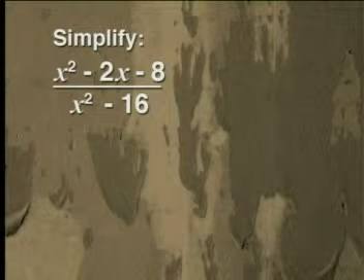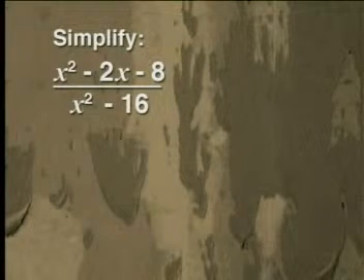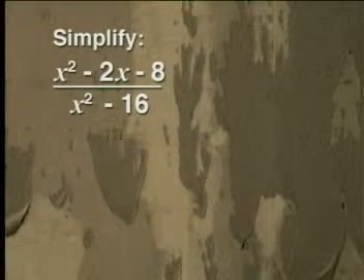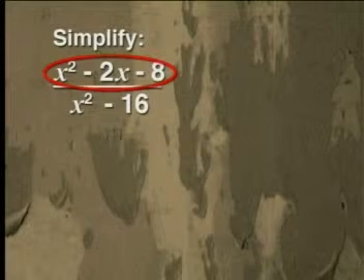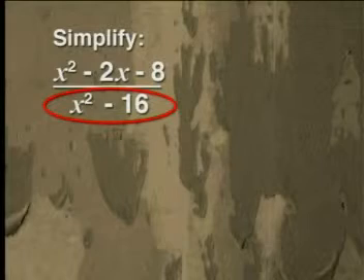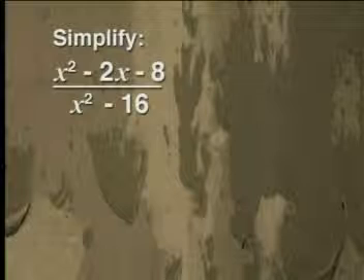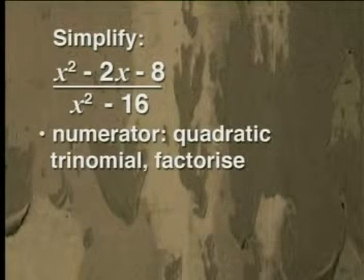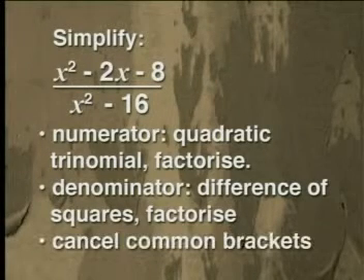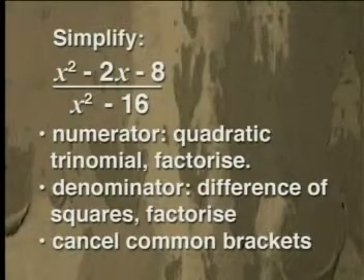Simplify x squared minus 2x minus 8, all divided by x squared minus 16. So what do we have to do here? Look at the numerator. What do you notice about this? And the denominator? What is this? Well, we know how to simplify this fraction. Let's list the steps. Firstly, the numerator is a quadratic trinomial. Factorize it. The denominator is the difference of two squares. Factorize it. Then we will be able to cancel the common brackets.